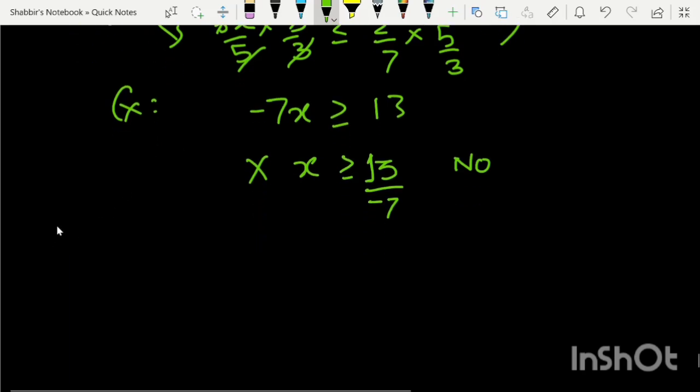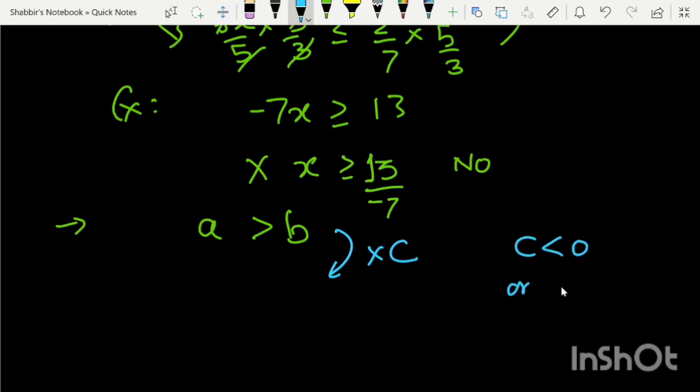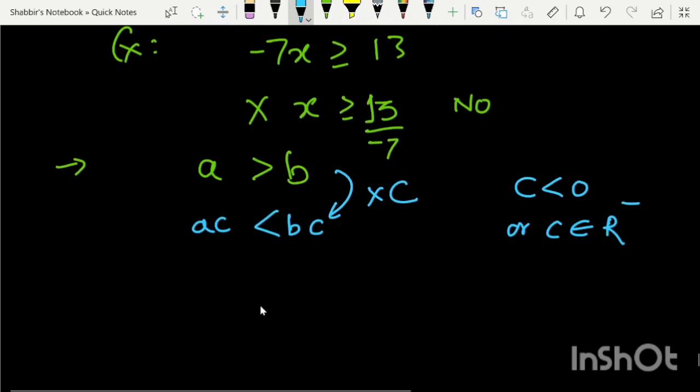So the answer moves us to the next rule. When C is negative and A is greater than B, and you are multiplying by C, where C is a negative real number, then AC and BC, the sign is reversed guys. So if you multiply an inequality by a negative number, the sign of the inequality is reversed. This is the next rule. In a similar way it can be proved by using a number line guys.